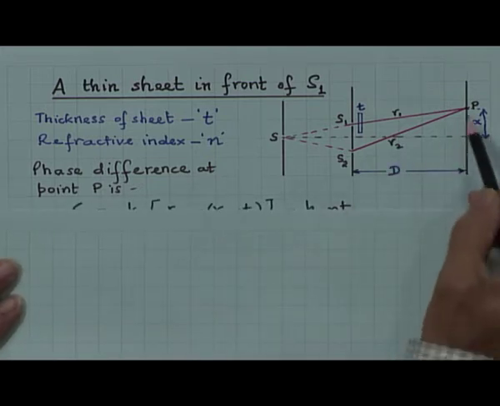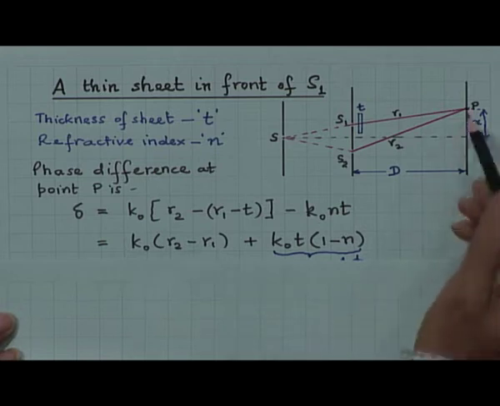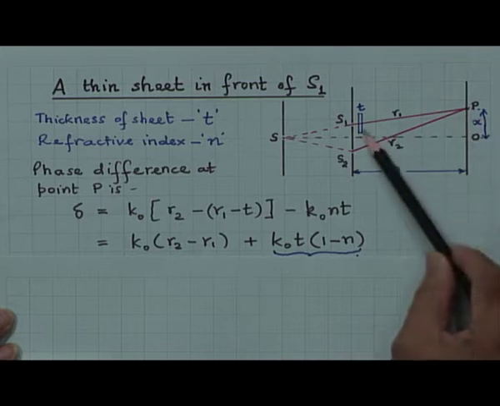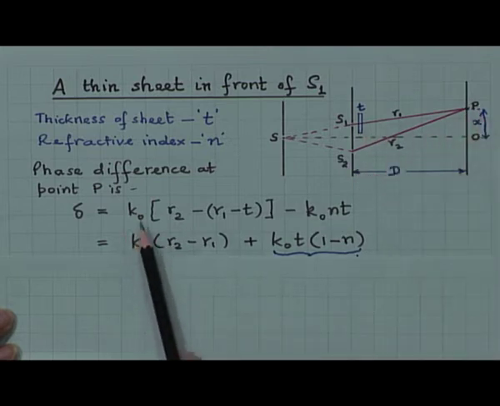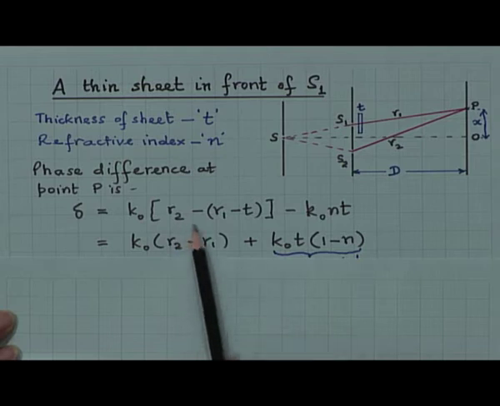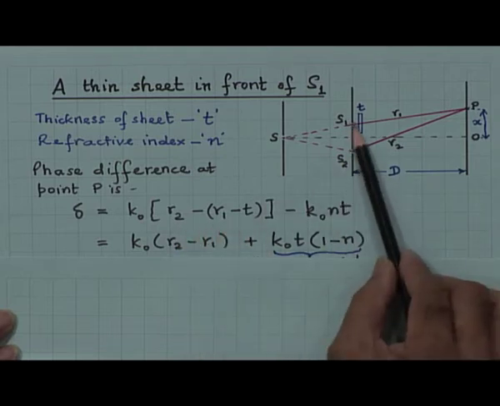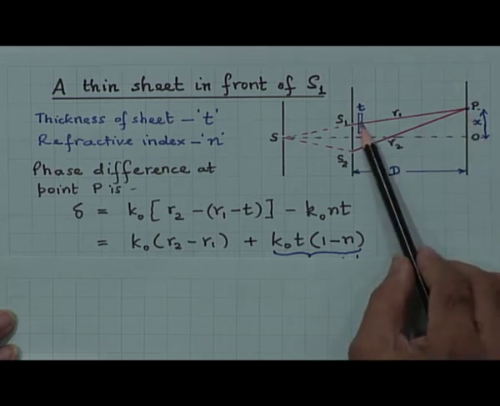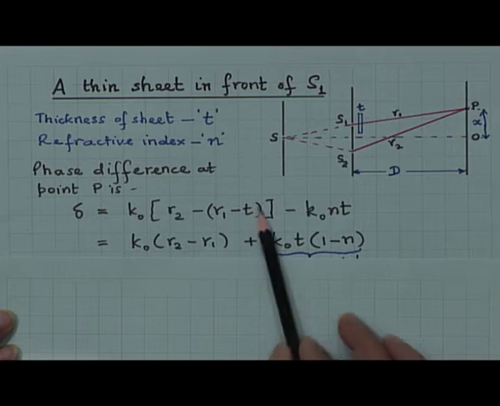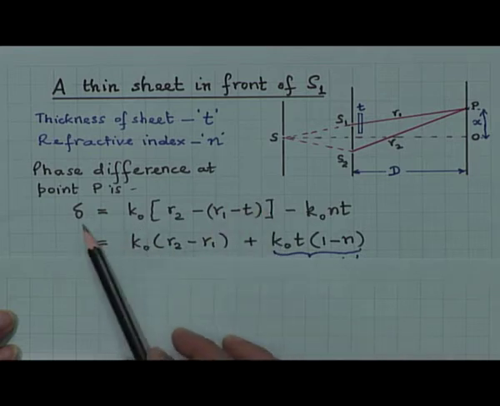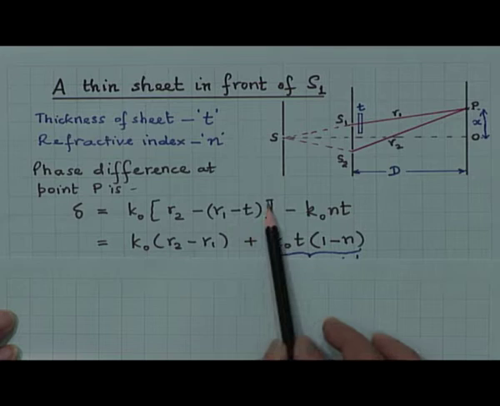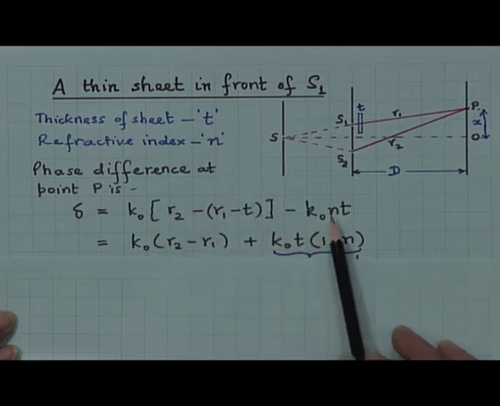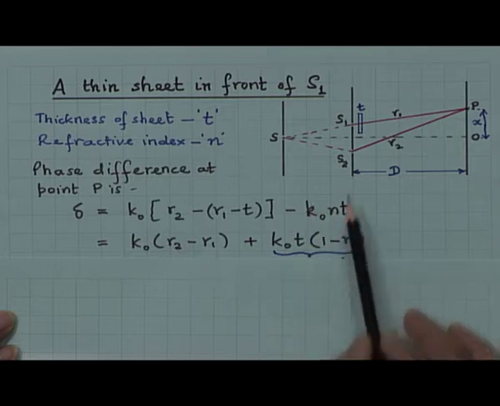So, the phase difference at the point P, at the arbitrary point, phase difference delta is equal to, first in air, what is the path difference? The path difference is k0 into R2 minus (R1 minus t). R1 was the path in air earlier, but once the sheet has been introduced, R1 minus t is the path in air. Therefore, the phase difference is k0 into the path difference in air minus k0 into n, that is k, into the thickness of the sheet.